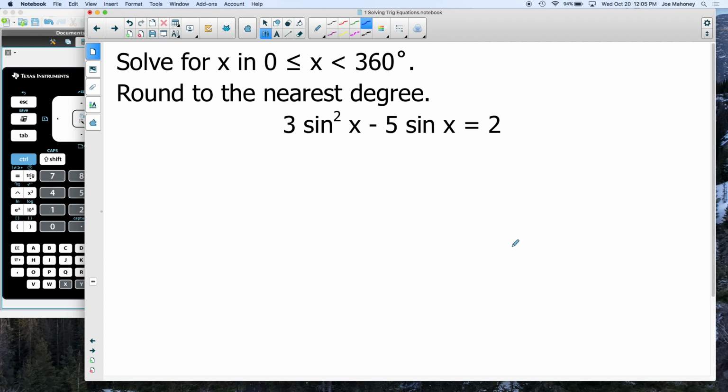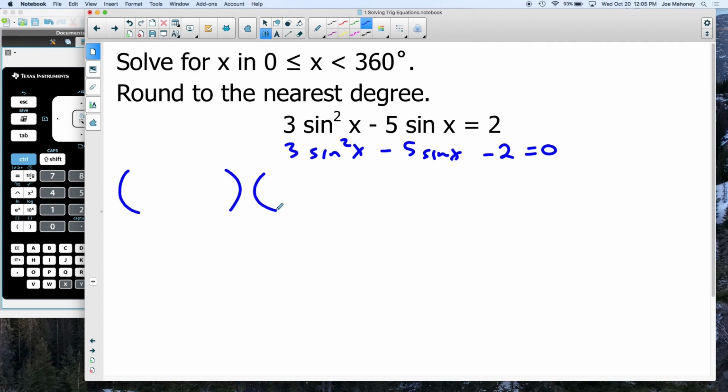All right, so notice that this is not equal to 0. I like my quadratic equation set equal to 0. So I'm going to have to move that 2 to the other side and get 3 sine squared x minus 5 sine x minus 2 equals 0. Okay, so again, let's go through some factoring here.